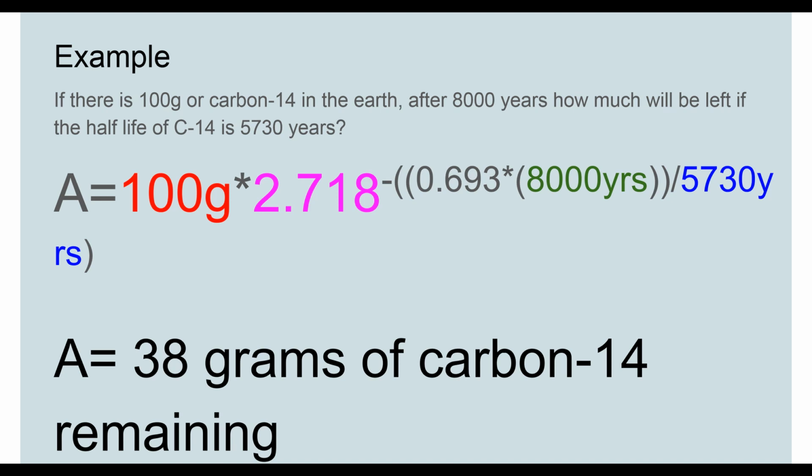So if you did the math, then we have 100 times 2.718 to the power of negative 0.693 times 8,000 years, all divided by 5,730 years. Which means, if you did it correctly and made sure you punched it all in, A is 38 grams of carbon-14 remaining. Essentially, 38% will be left. Which is pretty cool to be able to figure out.